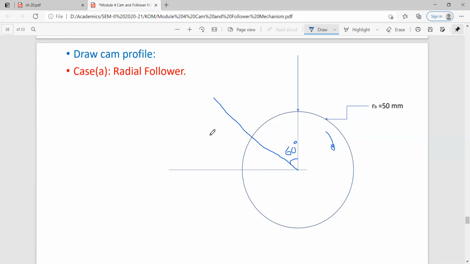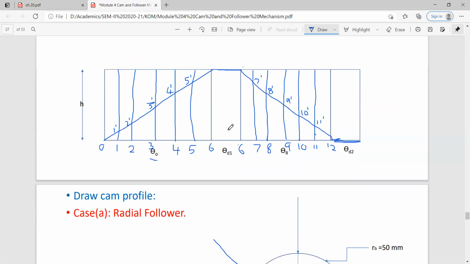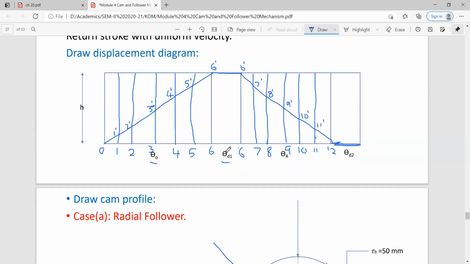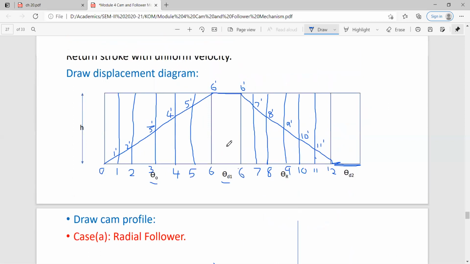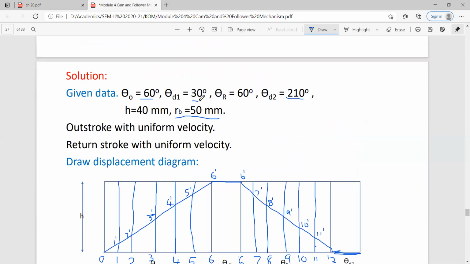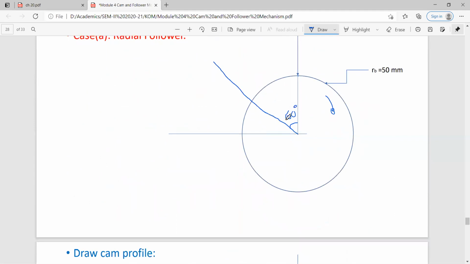Next in sequence is what? Your angle of dwell, the first dwell period. How much is the first dwell period? 30 degree. So after the angle of rise, you have to mark the angle of dwell. As it is 60 degree, now mark 30 degree as the angle of dwell. So this is 60 degree, this is going to be 30 degree.